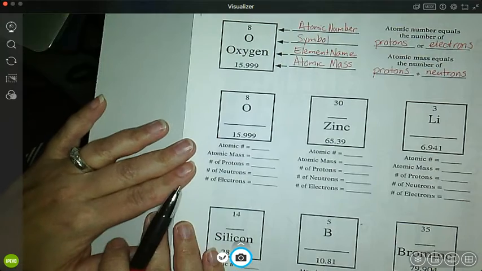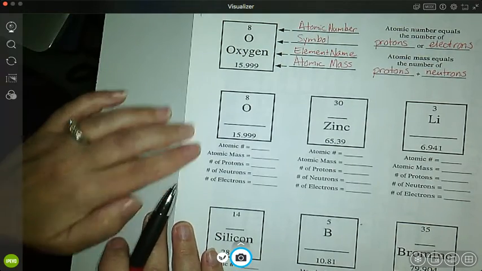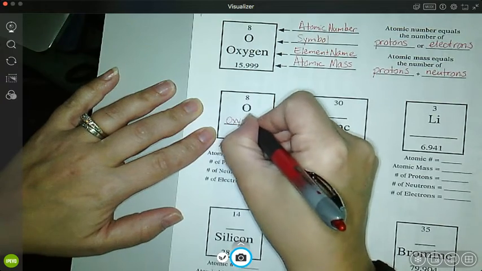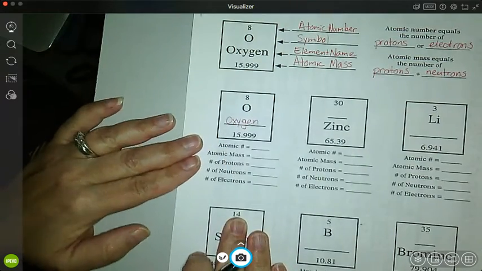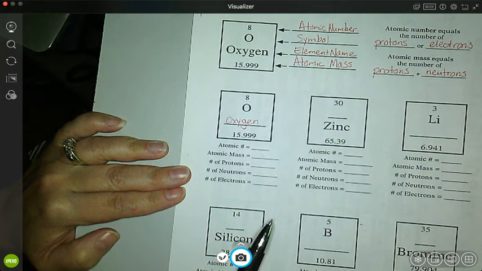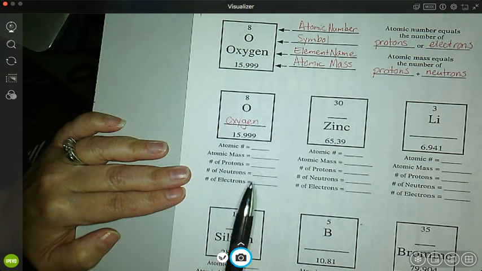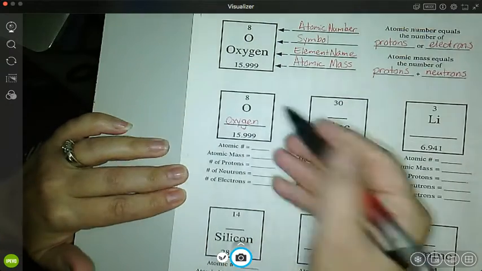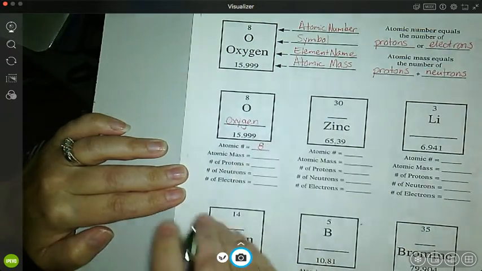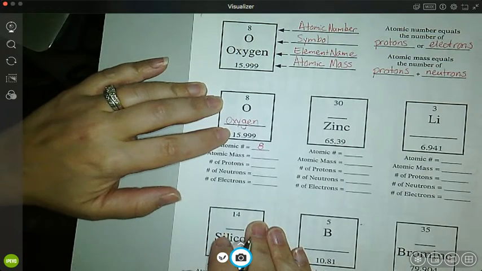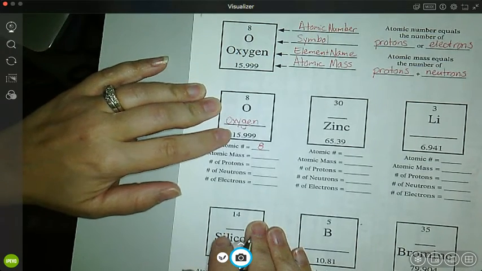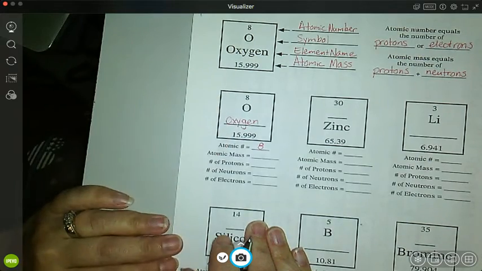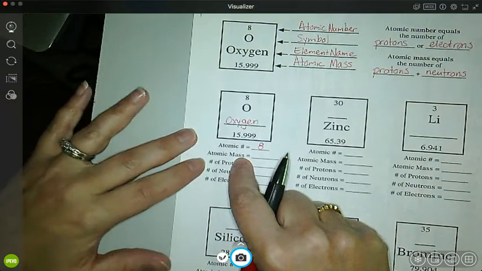What does that symbol stand for? You guys worked on that yesterday. Okay, very good. Plus the fact that it's right above there, so there's no reason why you shouldn't know that one, right? What is the atomic number of oxygen? Okay, so the atomic number is 8. We're going to round this atomic mass because we're going to need to subtract. So what would 15.999 round to? 16. So we're just going to round it to 16.